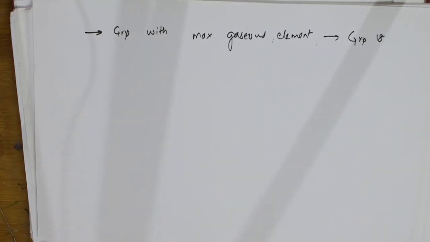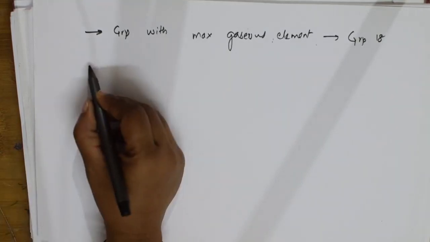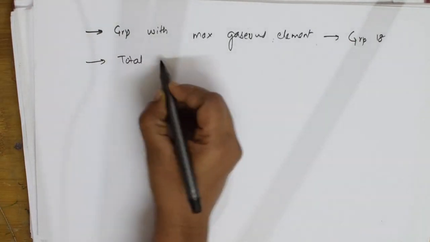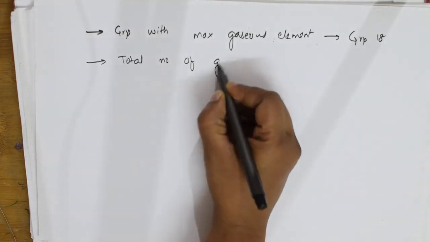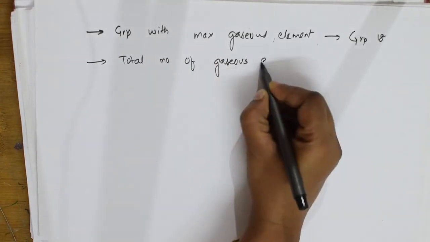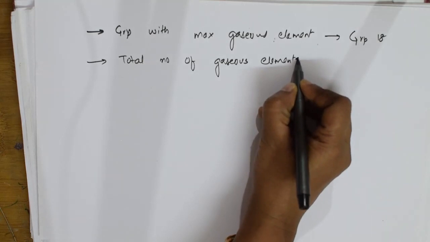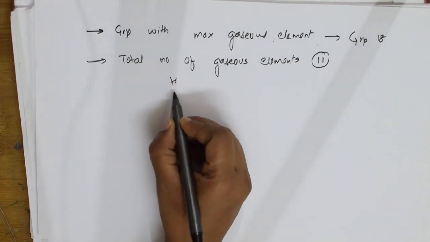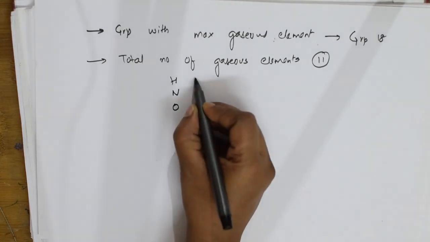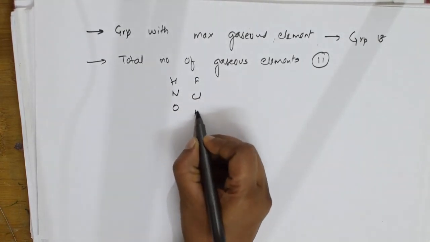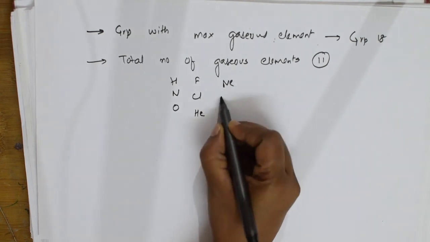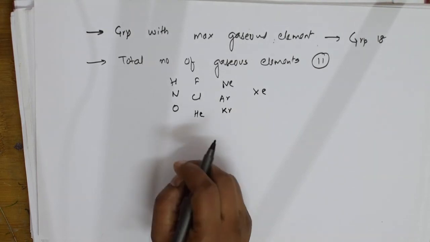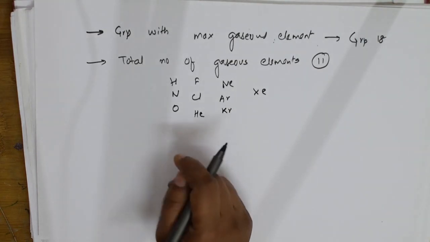Helium, neon, argon, krypton and xenon. Right. Next, what is the total number of gaseous elements in the periodic table? Basically 11 gaseous elements are there. What are they? Hydrogen, nitrogen, oxygen, fluorine, chlorine, helium, neon, argon, krypton and xenon. Right, students?